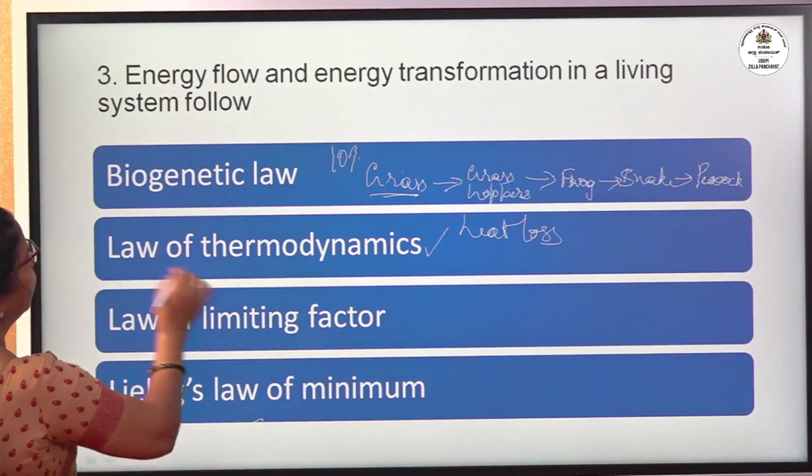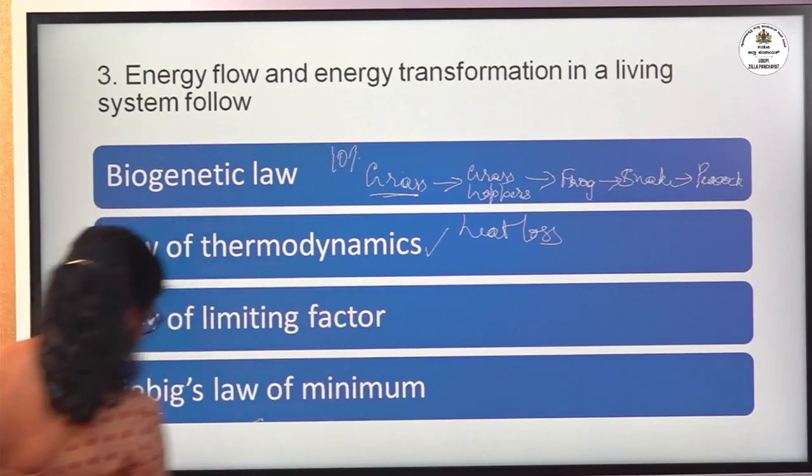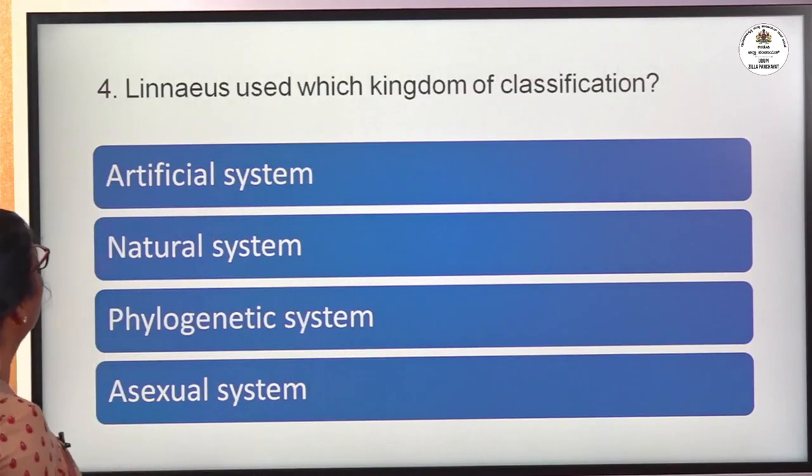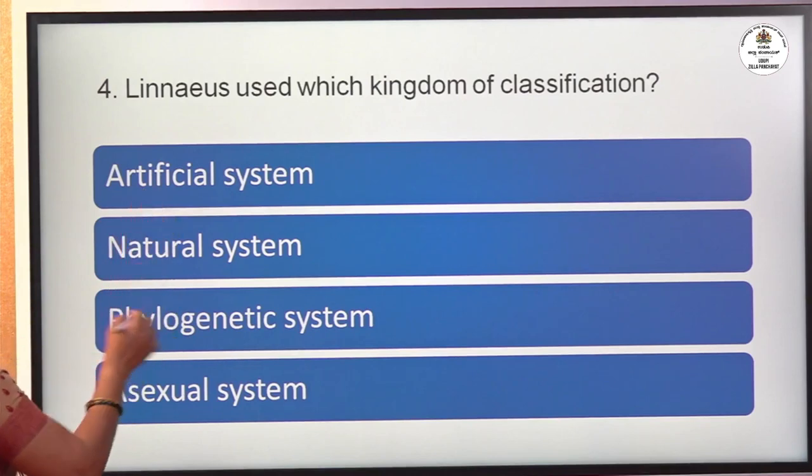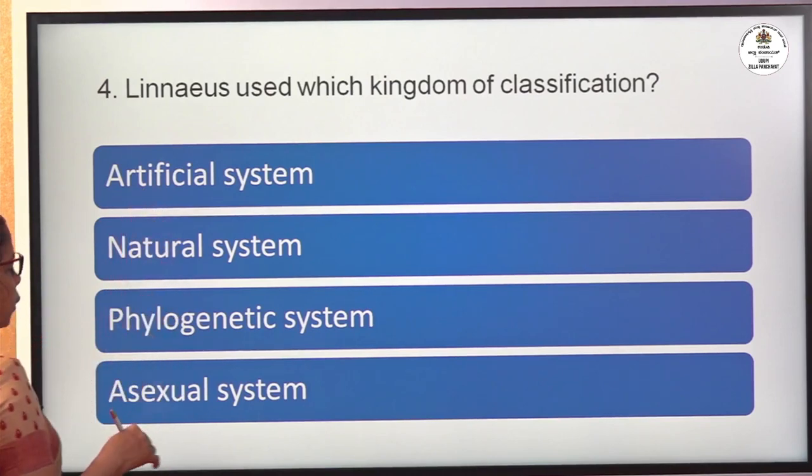So here, the law of thermodynamics, that is the correct option. Next is regarding the system of classification. Already we have discussed. There are three types of systems of classification: one is artificial, another one is natural, and another one is phylogenetic.